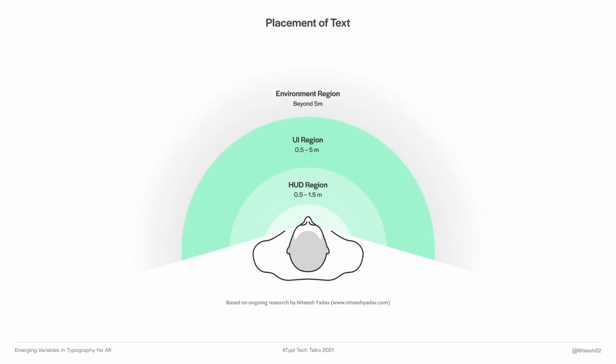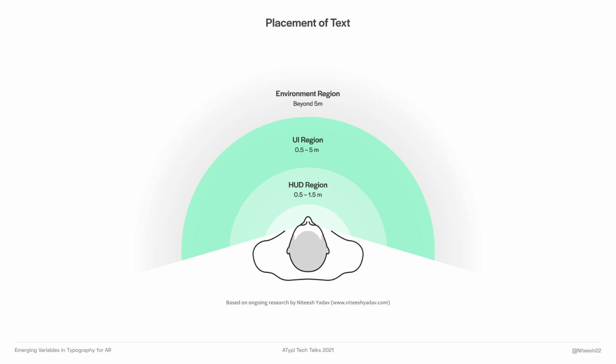Now let's move to the placement of text. I created this classification to understand the placement of text in these headsets. The first is the HUD region, the heads-up display region, where the text is positioned directly in front of the user instead of being at an angle. So it's directly going to be in front.